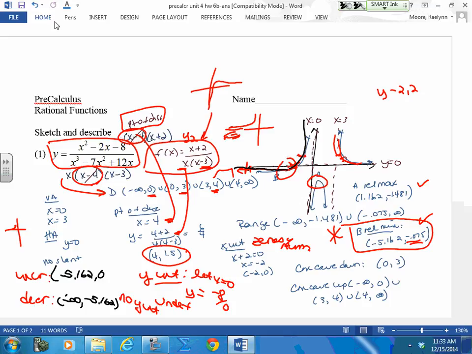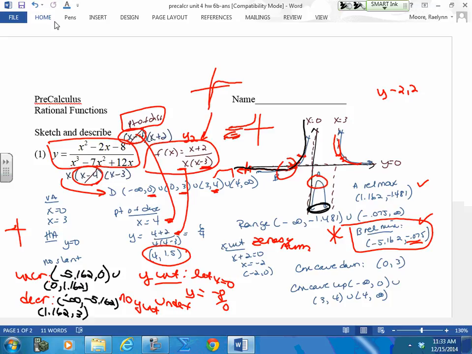I'm stuck at that wall there. I can't go past it. Then I have this little section right in here. I'm increasing till I reach A. So from 0 to A's point, which is 1.162. Then I decrease from there to what value? What x value? 3. That's the wall that stops me.